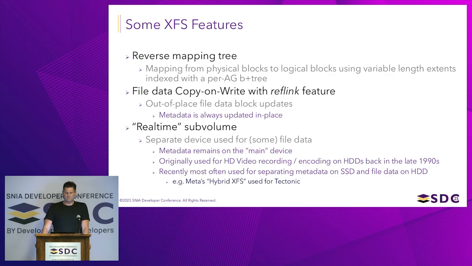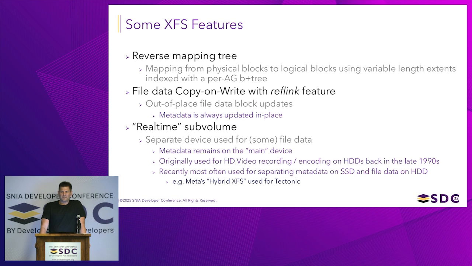And a bunch of random features that aren't totally random, because they're actually features that matter for what we're doing here, that are more recent, at least for the earlier ones. So one thing is the reverse mapping tree. When people think of file systems, the tree for the data that's most important is the logical to physical mapping tree.